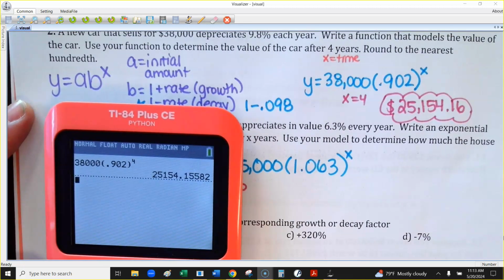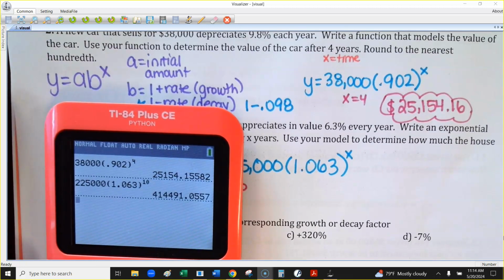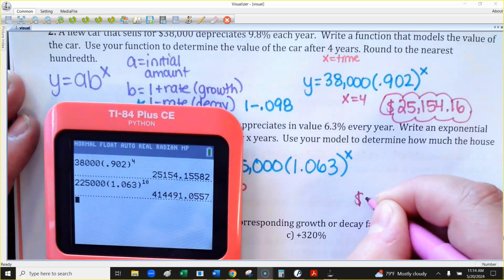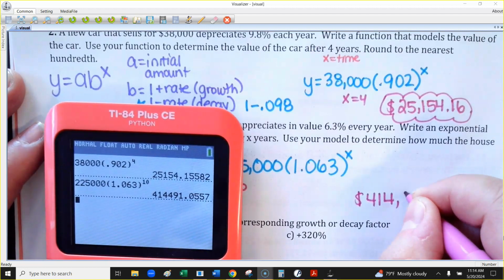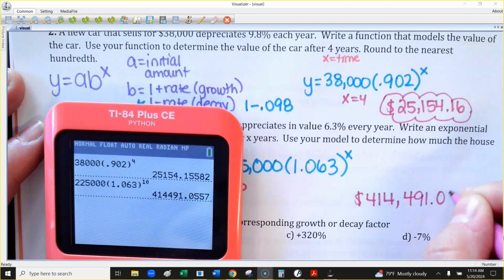So 225,000 is what you paid for it. 1.063 is the rate, and then you have to put the 10 in. Perfect, perfect. All right, so this is pretty good for only 10 years. That was really good, actually. $414,491.06.